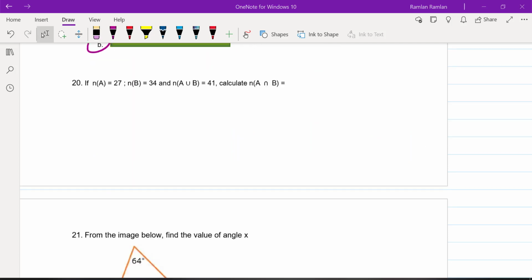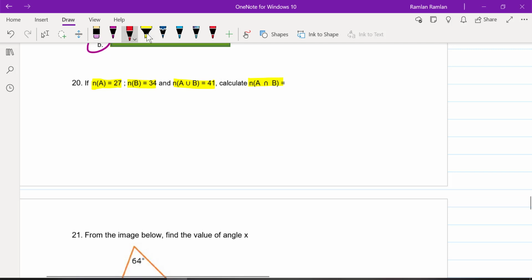Okay, for number 20, if n(A), and remember that N means the cardinal number, so n(A) means the cardinal number of set A, right? That equals 27. The cardinal number of set B is 34, and the cardinal number of A union B is 41. Calculate n(A intersection B).